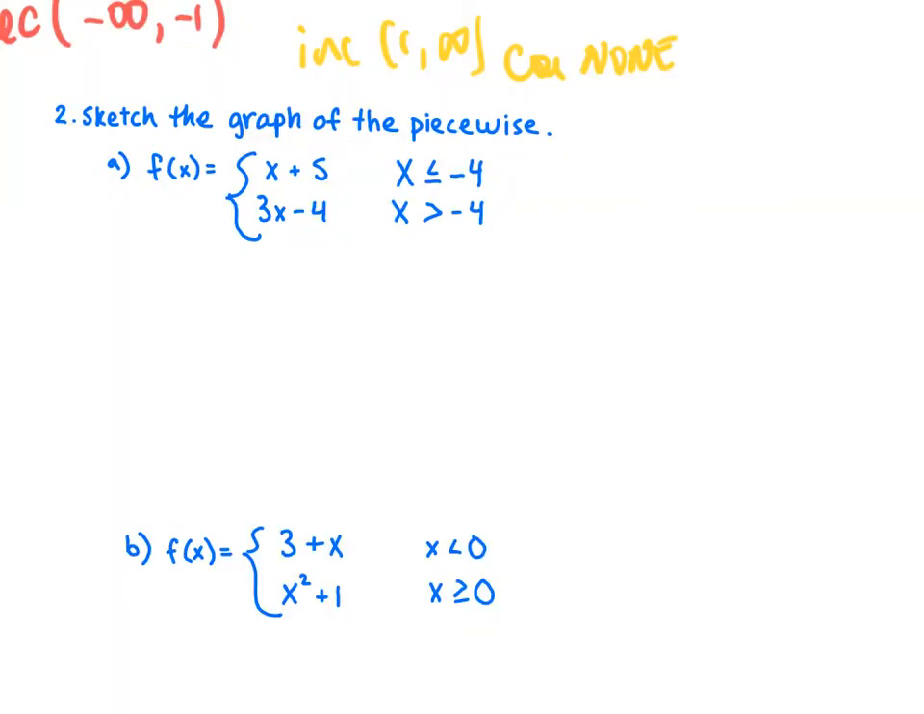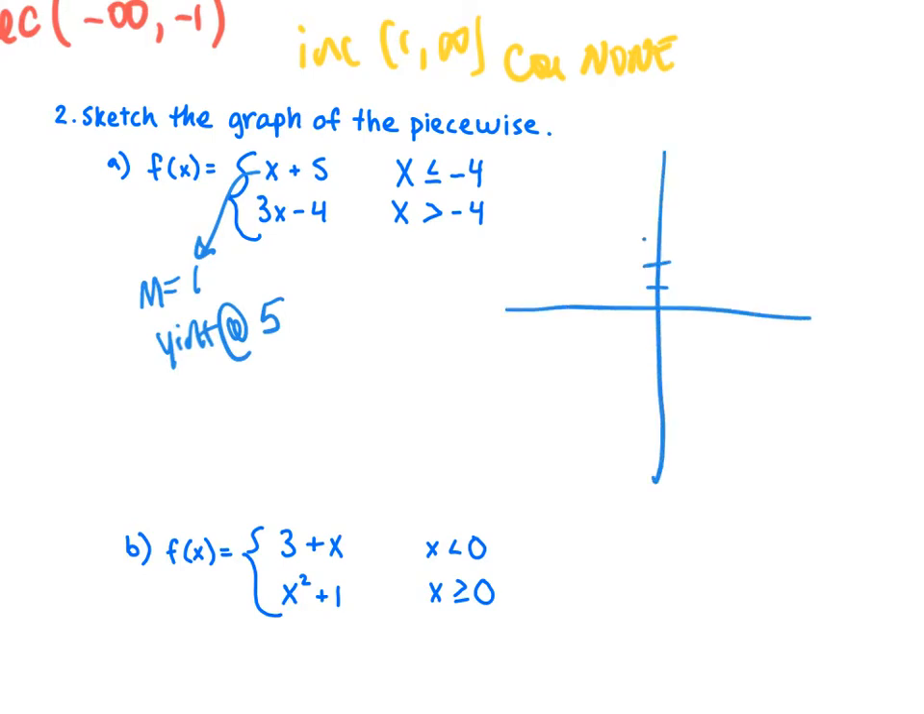For number 2, guys, we're talking about piecewise. It's really important that you pay attention to what the shape of the graph should look like and then graphing. Both of these functions that we're talking about are lines. This first function, the slope here is +1, and the y-intercept is at 5. So on my graph, I'm just going to draw a quick graph. 1, 2, 3, 4, 5.